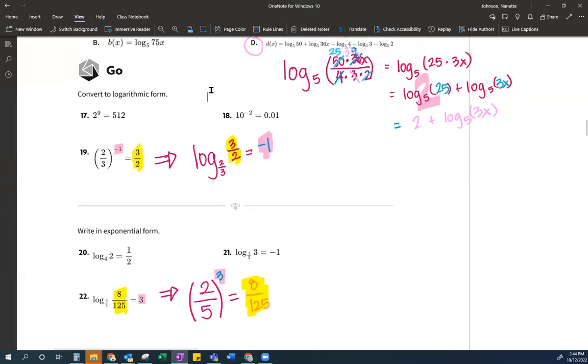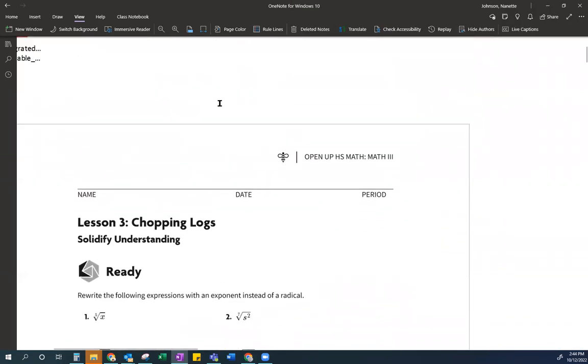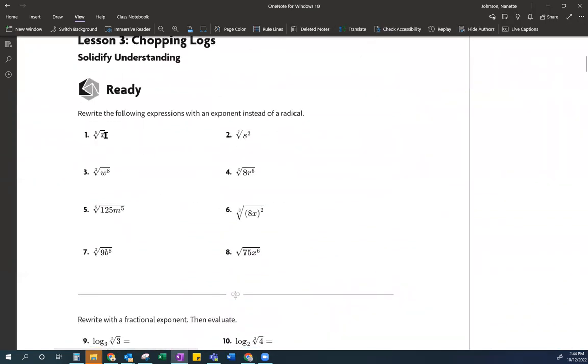Okay, last question. Someone asked for numero uno, this one right here, right? So this one said rewrite the following expressions with an exponent instead of a radical. So this is like, remember back in the day when we were first talking about radicals, and this is, again, just a review. So this is x to the 1/5.